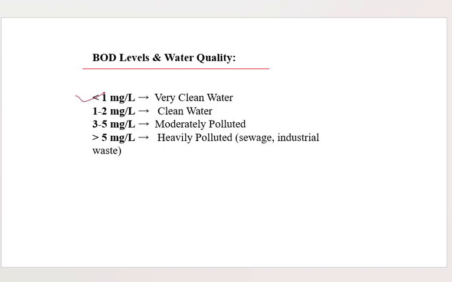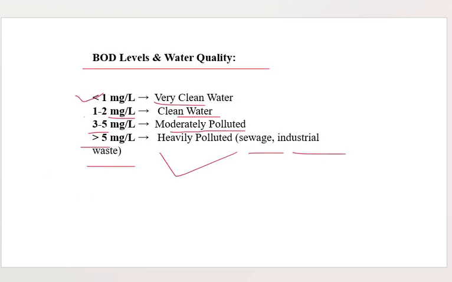If BOD is less than 1 mg per liter in water, that is very clean water. If it is 1 to 2, that is clean water. If BOD exceeds 2, that is 3 to 5, that is moderately polluted. If BOD is above 5 mg per liter, that means the water is very polluted, heavily polluted, like sewage water and industrial wastewater.